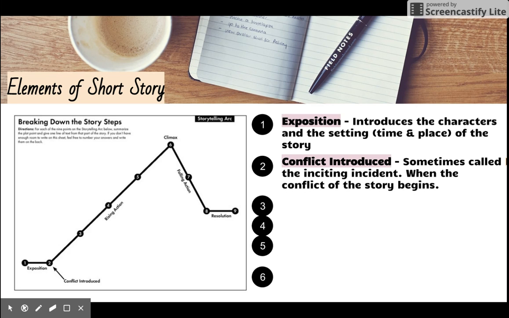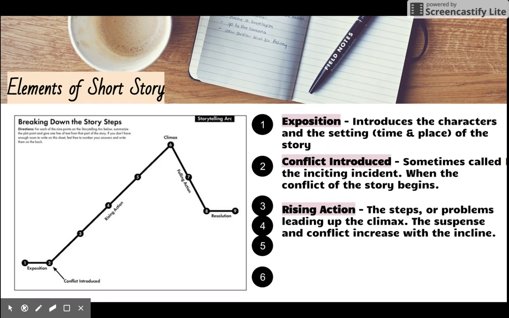Number 2 wasn't included on the simplified graph we looked at, and it is where the conflict is introduced. It's sometimes called the inciting incident, and it's when the conflict of the story begins. It's really important to know that all short stories have conflict. All stories have conflict. They wouldn't be a story, or they wouldn't be an interesting story anyway, without conflict. So number 2 is that first moment where things might start to go wrong or we see a problem arise.